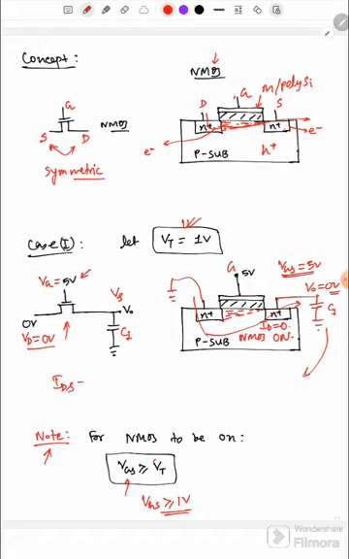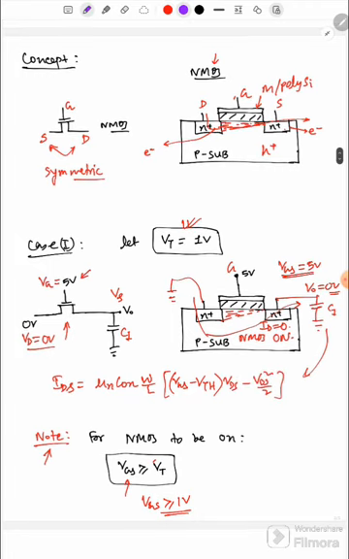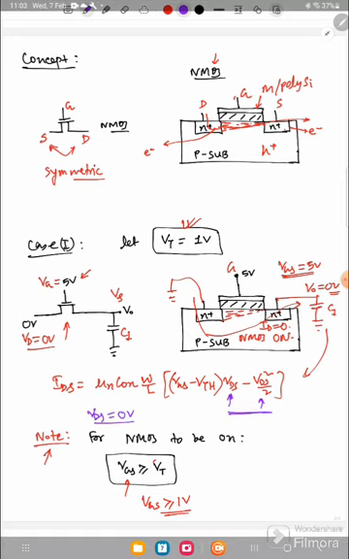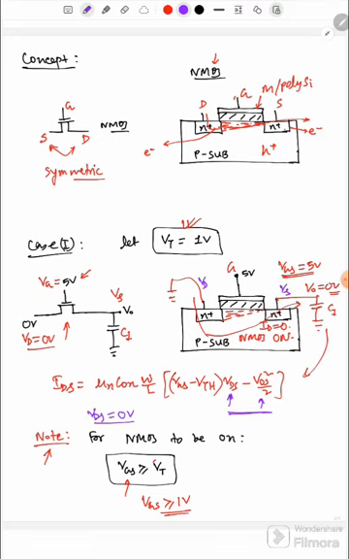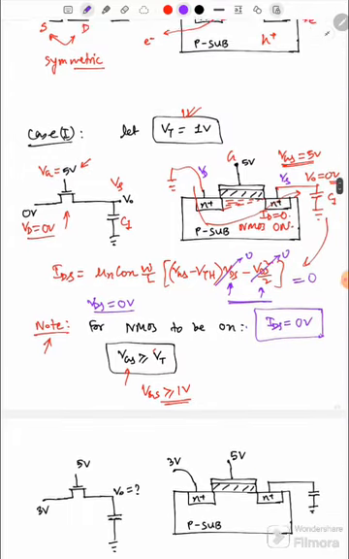We can calculate it from the equation also: mu Cox, W over L, (VGS minus VTH) times VDS minus VDS square by 2. Here we can see it is linearly dependent on VDS. VDS here is 0 volt because the source voltage is 0. This is the source and this is the drain. VD equals 0 and VDS equals 0. So if we put 0 here, the drain current is 0. The capacitor will not charge, it will stay in the discharged state. So this is case 1.